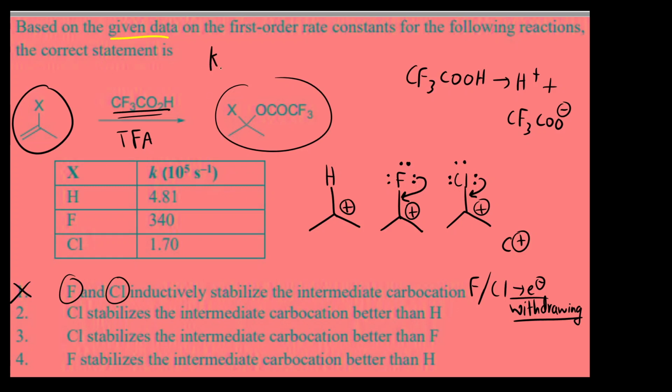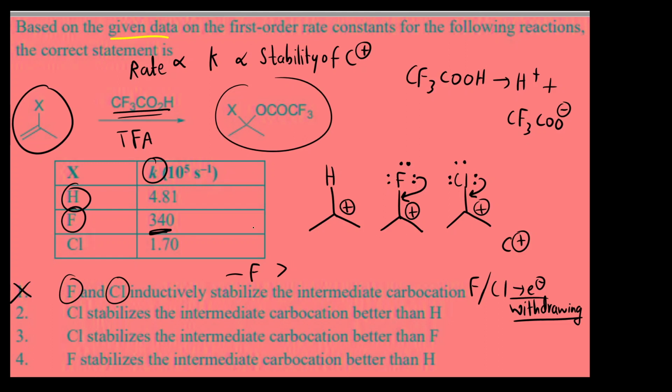Second option, Cl stabilizes the intermediate carbocation better than H. Okay, so let us see the value of K, that is, we can say rate. We know rate is directly proportional to K. Then K, that is, the rate is also directly proportional to the stability of the carbocation. So the one that has the highest value of K will be most stable. So fluorine is going to be the most stable carbocation, so first will be fluorine, then 4.81, that is chlorine, then last will be hydrogen.